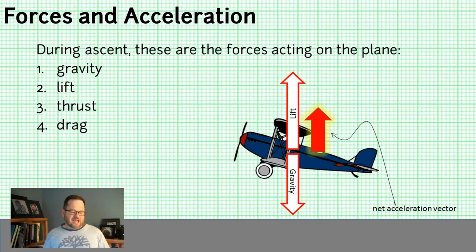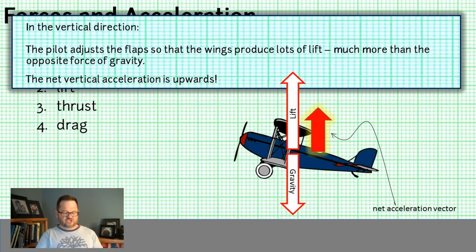Alright? How about during ascent? The plane is now taking off and accelerating and going upward. During ascent, there are four forces acting on the airplane. We no longer have to worry about the force of the pavement. It's always hard to think about how objects push back when you push them. But now there are just four forces at work: gravity, lift, thrust, and drag. Let's focus on the vertical direction first.